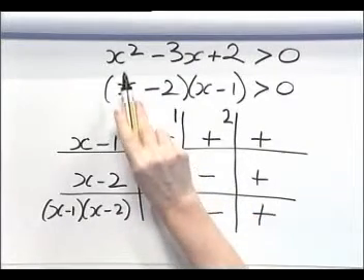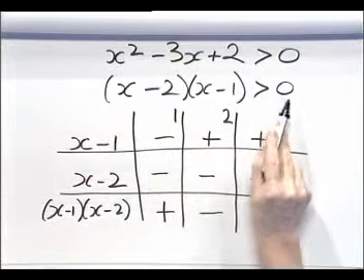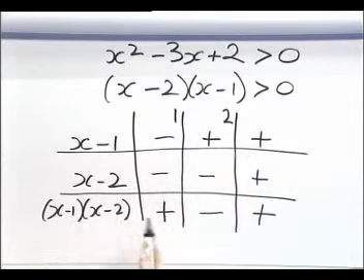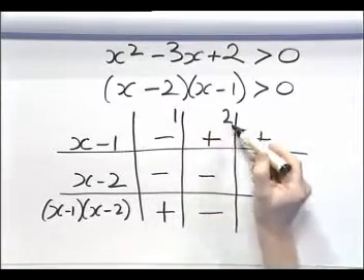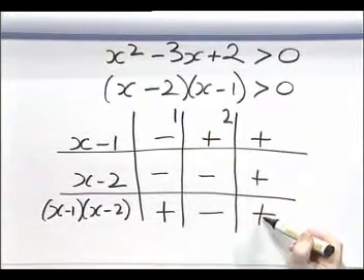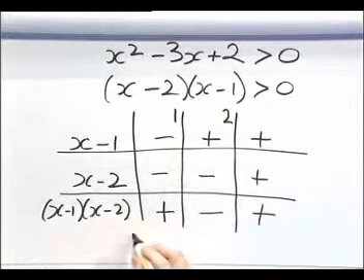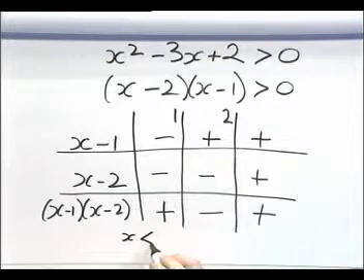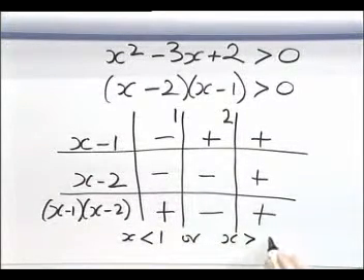We are looking for x minus 2 times x minus 1 to be greater than 0. This occurs when it's positive, and our grid shows us that this happens when x is less than 1 or when x is greater than 2. So we write in our answer, which is x is less than 1 or x is greater than 2.